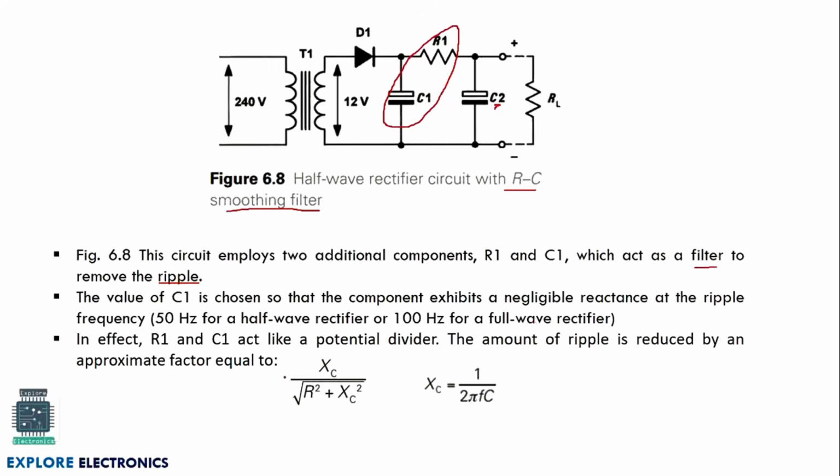And the effect of this R1 and C1, in the sense this filter arrangement, is that it acts as a voltage divider. Okay, and the amount the ripple is reduced by a factor across this capacitor, the amount of ripple voltage reduction, can be calculated by this expression: XC, the reactance of the capacitor, divided by the square root of R squared plus XC squared. Here XC, the reactance, is 1 divided by 2 pi FC, where F is the frequency of the signal and C is the value of the capacitance.